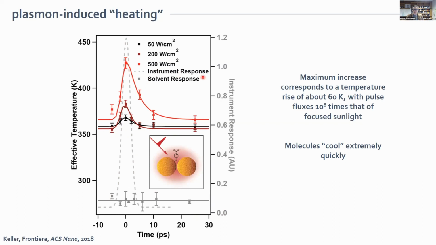But if we use a power of 500 watts per centimeter squared, this is an average power. The peak powers are in the gigawatt region. So really, putting a lot of photons on these samples in a short period of time, the molecules show about a 60 Kelvin equivalent of a temperature increase. Okay, and these are for powers that are 10 to the 8th times that of focused sunlight. And this energy dissipates very, very quickly.